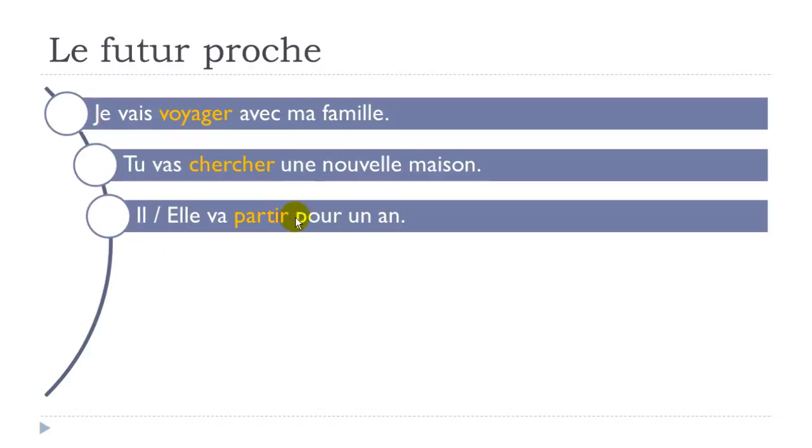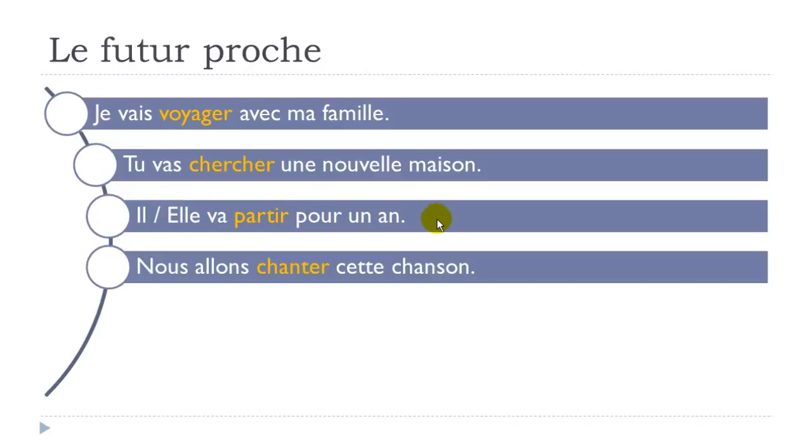Il va partir pour un an. Okay, so you can hear that now I make this link between the two. Un an. So no break between the two. Un an. Okay? Il va partir pour un an. Elle va partir pour un an.